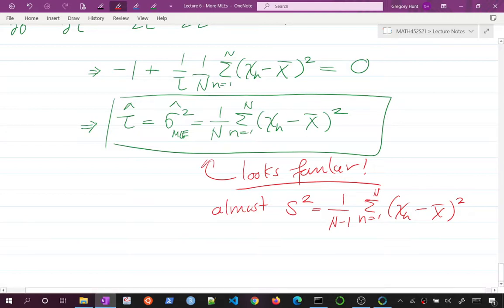We knew that s squared was unbiased for sigma squared. That is, the expected value of s squared is sigma squared, which tells you that the expected value of sigma hat squared, the MLE, is not sigma squared. So in fact, it is not unbiased. Nonetheless, it's a totally reasonable estimator. MLEs are pretty much always very reasonable estimators.